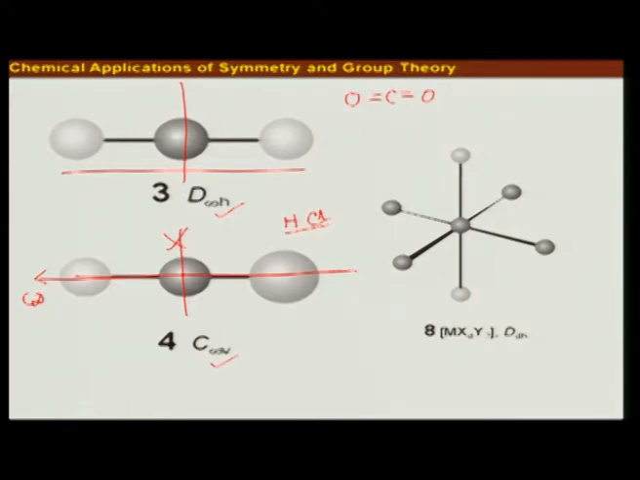C infinity V. Okay. So now let's move to another example of an octahedral molecule, which is like this, MX4Y2. If anyone asks you what the structure of this molecule MX4Y2 is, any student of inorganic chemistry will say it's an octahedral molecule. True. Now what is the symmetry? We will see that, and for comparison we will also see what will happen for a molecule which has something like MX6.